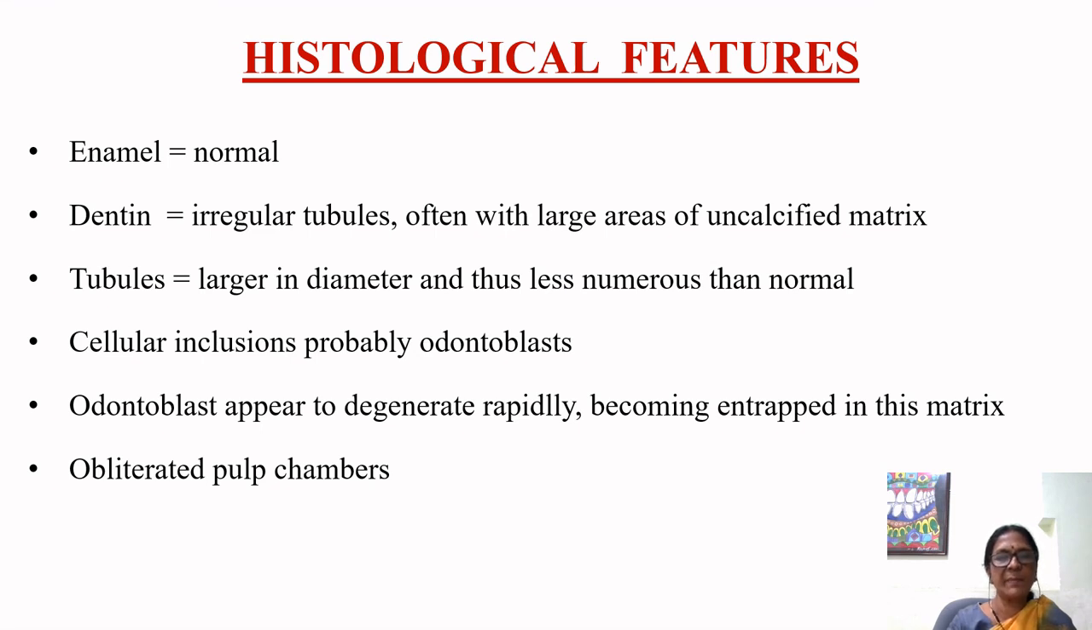Histological features: the enamel may be normal, but the dentin is made up of irregular tubules, often with large areas of uncalcified matrix. Tubules are larger in number, and cellular inclusions, probably odontoblasts, are entrapped, which gives the appearance described as osteodentin.